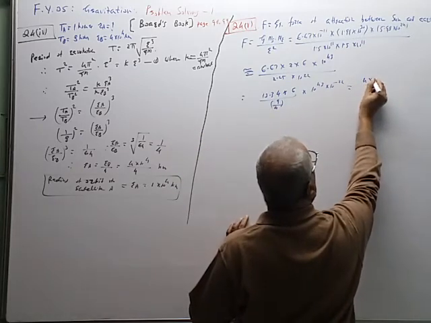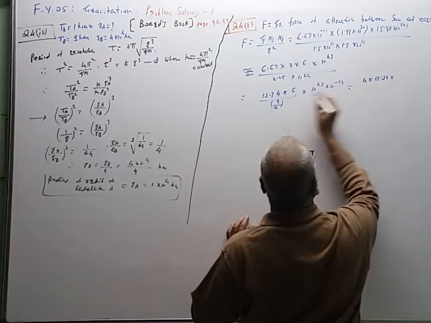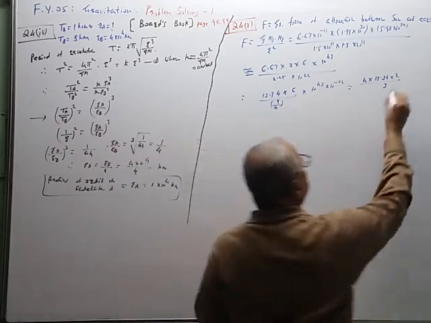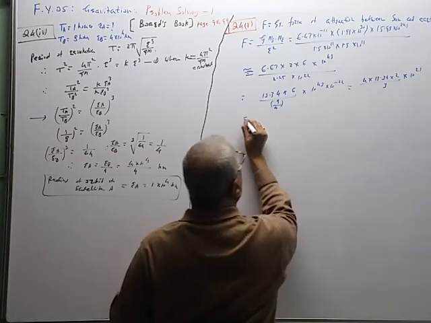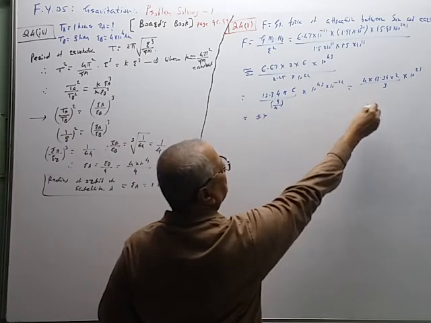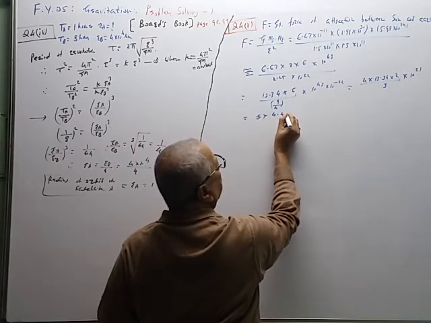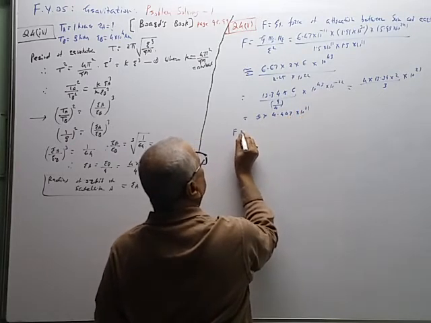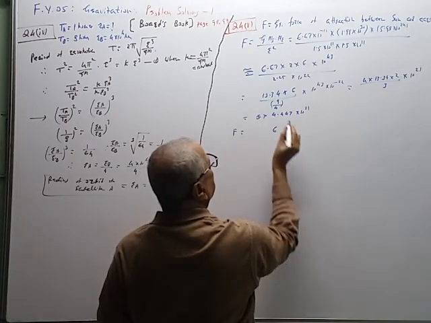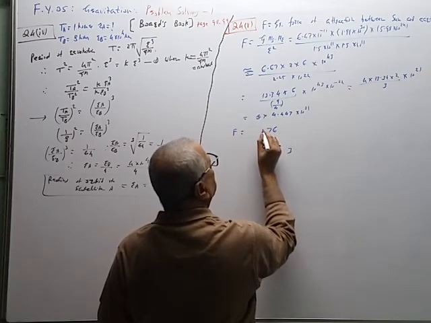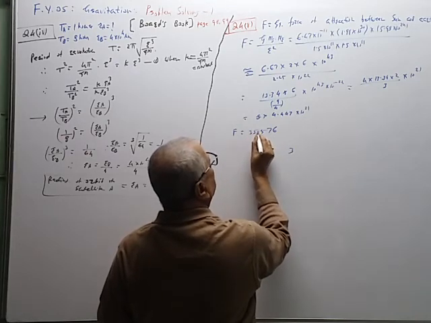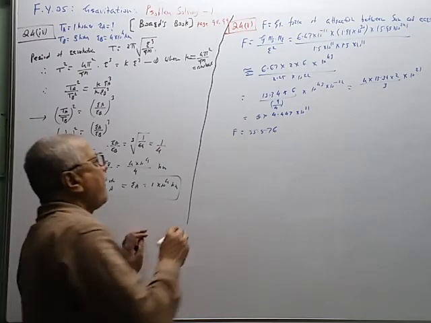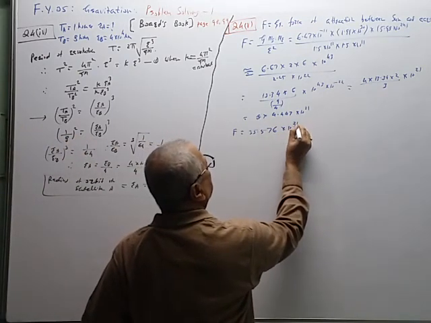So this 4 will go up. So 4 multiplied by 13.34 multiplied by this will be 2 by 3. This is 6, this is 9. So divide by 3. This is 10 raised to 21. So make the rough calculation. So 8 multiplied by 4 into 8, and this 3 will divide here. So the force is equal to about 35.57 into 10 raised to 21 Newton.